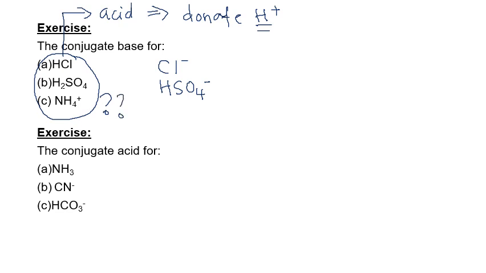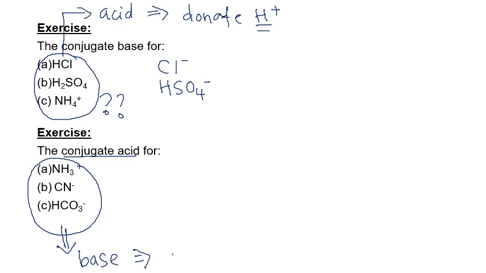While the other way, the question asks us to look for the conjugate acid for NH3, CN negative, and HCO3 negative. Hence, all these species here will be referred to as base. So the definition for base according to Bronsted is to accept H+. So after NH3 accepts the H+, the conjugate acid is NH4+. So now you are going to do the B and C. We will check the answer during the lecture.